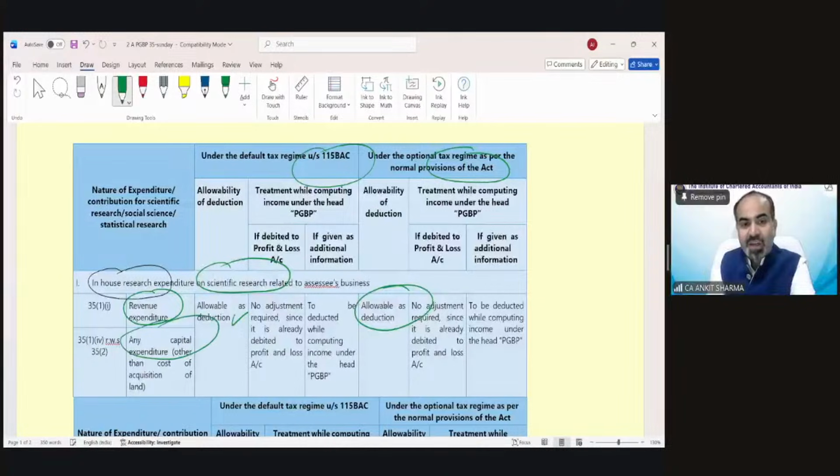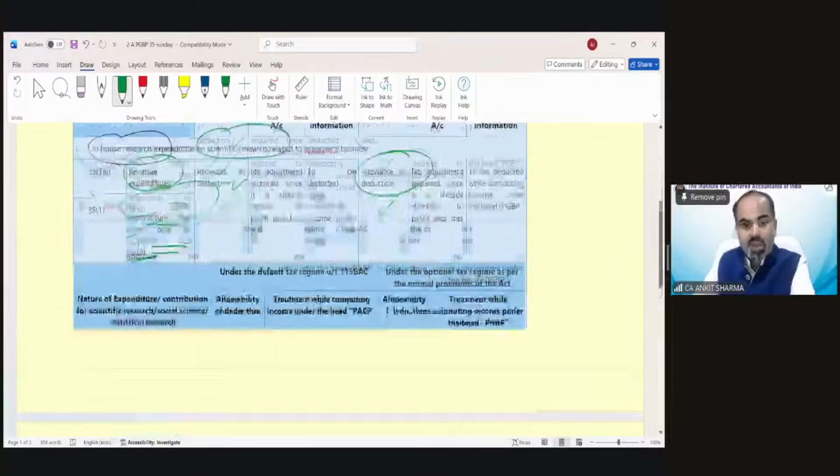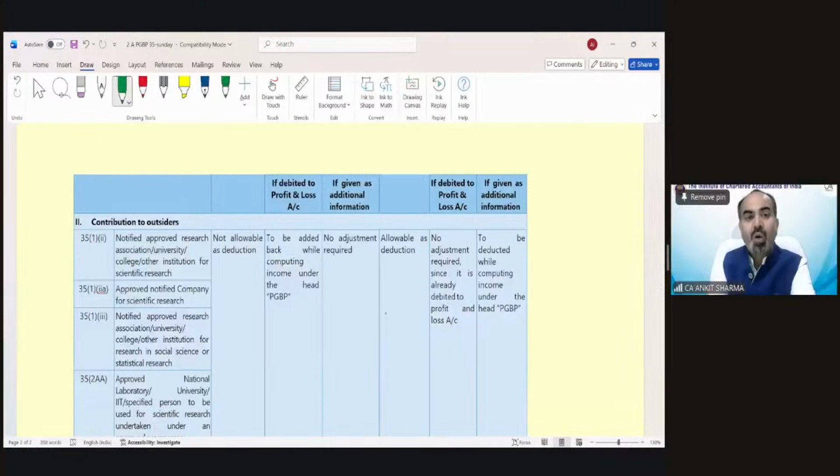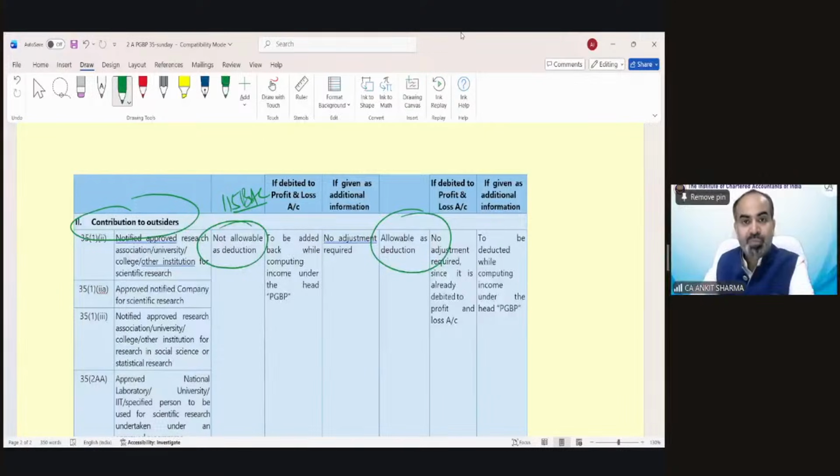Any capital expenditure other than the cost of land is again allowable under optional as well as default tax regime. And you will notice the contribution case: in the case of contribution to an outsider, if it is not an in-house research center, then under 115BAC it is not allowed at all, and it is allowed under optional tax regime. Everything has been given in the study material. You have to go through it.